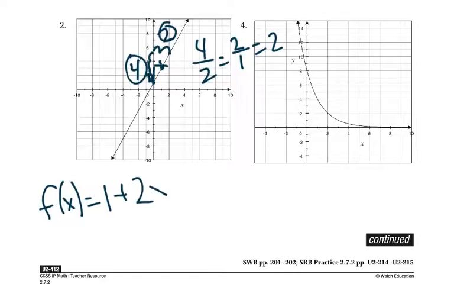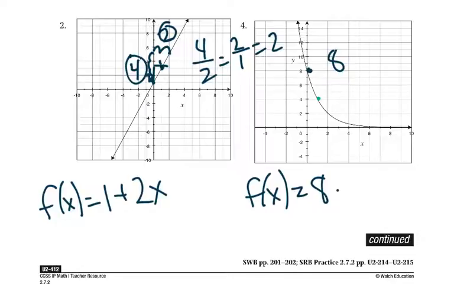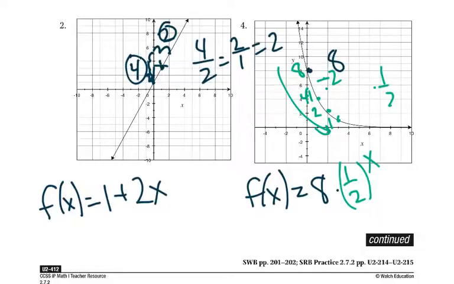So plus 2x. For our exponential, there's our y-intercept at 8. So we're going to go f of x equals 8 times. Now, find some more points. So we go from 8 to 4 to 2 to 1. So we're going this way. So we're dividing by 2, or in other words, timesing by 1/2. So times by 1/2 to the x. And that's all we got to do for those ones.